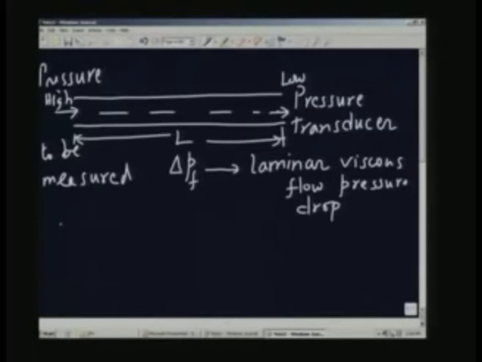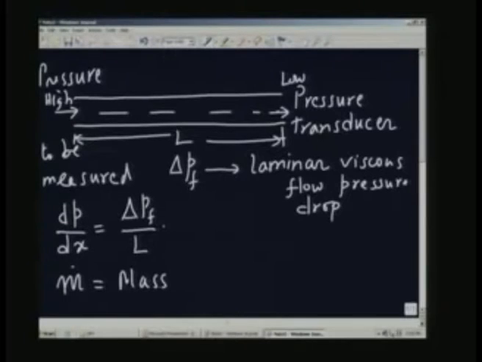Okay. And we can show that dP by dx will be nothing but delta P due to friction divided by L. And this is going to go along with the expression, if you remember. So, you can see that the mass flow rate is nothing but the density of the fluid rho m multiplied by the mean velocity multiplied by the area of cross section of the tube, rho m u m into A, this will be m dot.